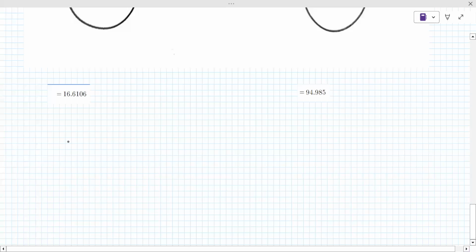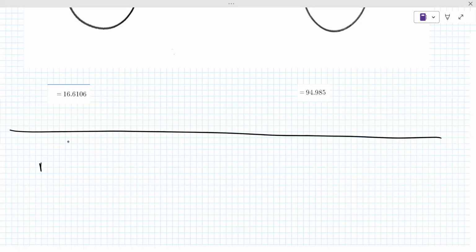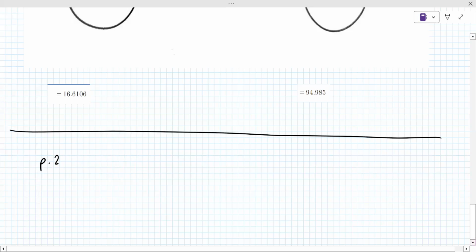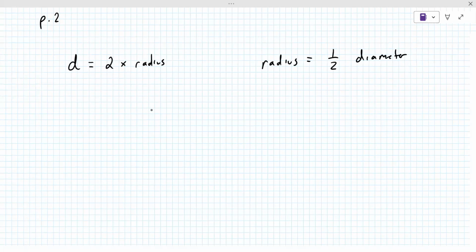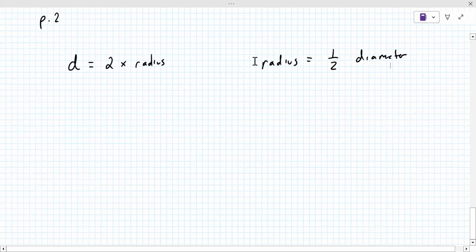Okay, there we go. All right, so before we move to page 2, there are two relationships to know. We've already kind of talked about them. The diameter is 2 times the radius, and the radius is 1/2 the diameter, or whatever the diameter is divided by 2. Well, you have to be careful here. The diameter is 2 times the radius. The radius is half the diameter. It depends on which one you're solving for.